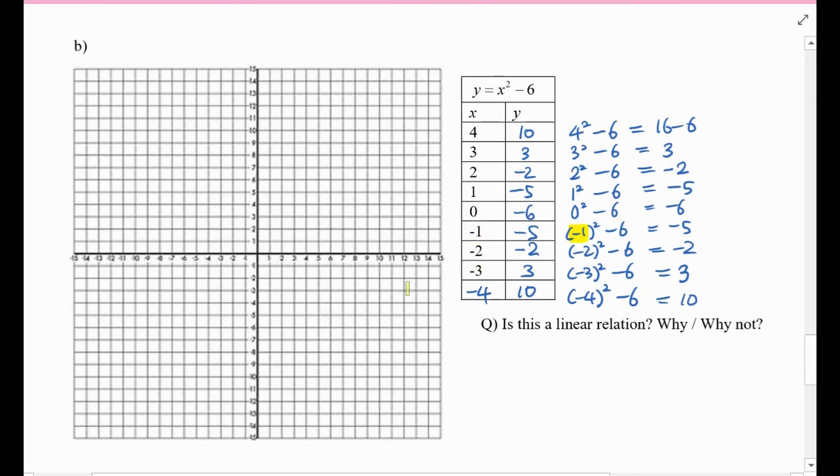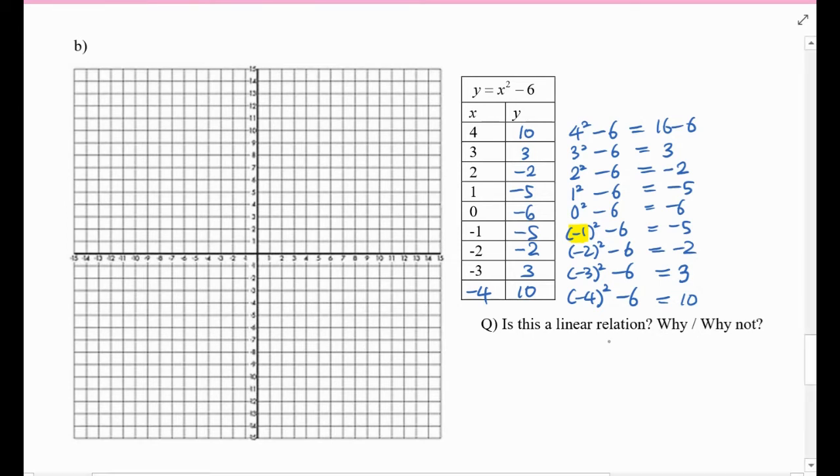Okay, so look at the chart. Do you think this is a linear relation? Why or why not? What do you think? Every time x is decreased by 1, what happens to y? So this is decreased by 7, 5, 3. So it's not really a constant rate of change, right? So it's not a linear relation.